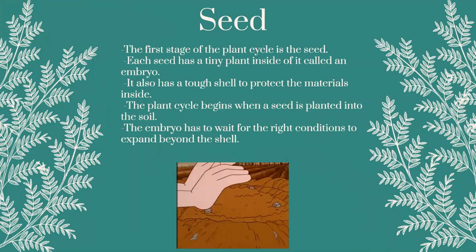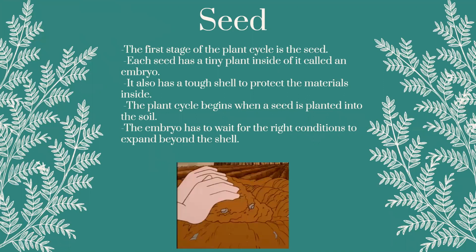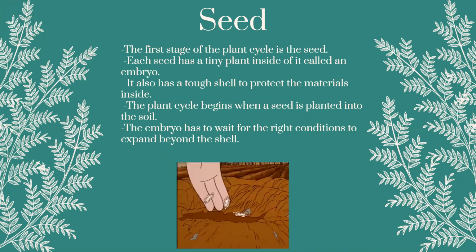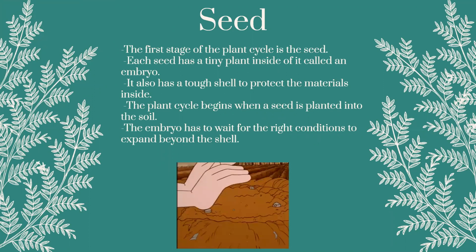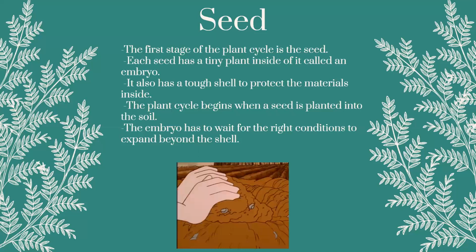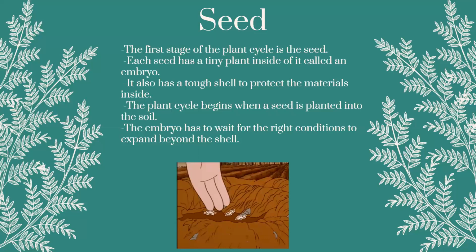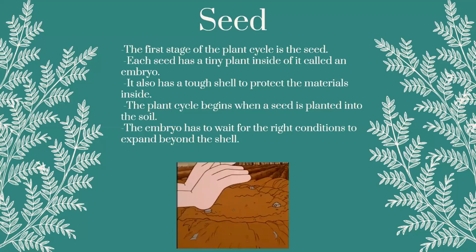The first stage of the plant cycle is the seed stage. A seed has a tiny plant inside of it called an embryo, and a hard outer covering of the seed protects this embryo. The plant cycle begins when a seed is planted into the soil. The conditions of soil are important because if the conditions are right, meaning there's water available and appropriate nutrients, then the seed will grow into a plant.